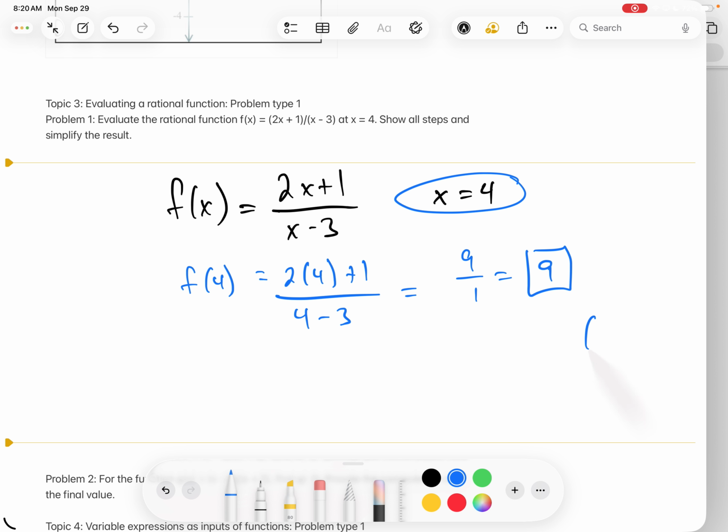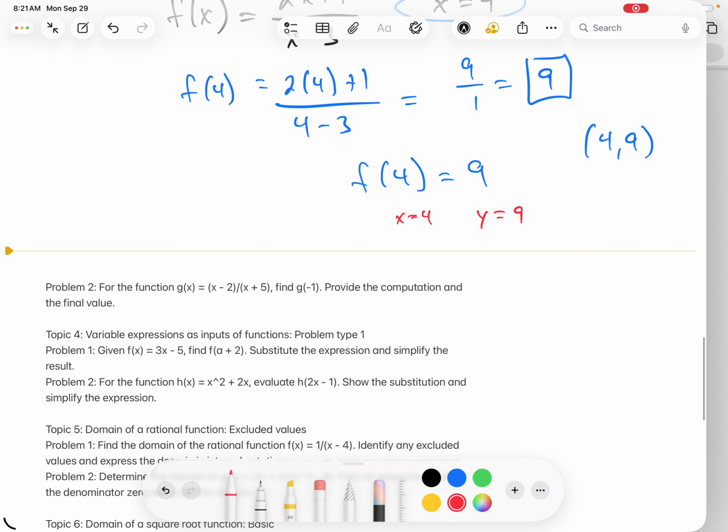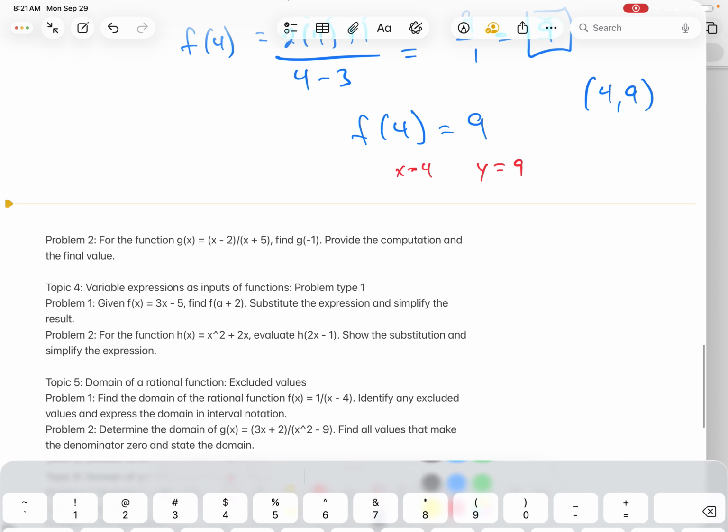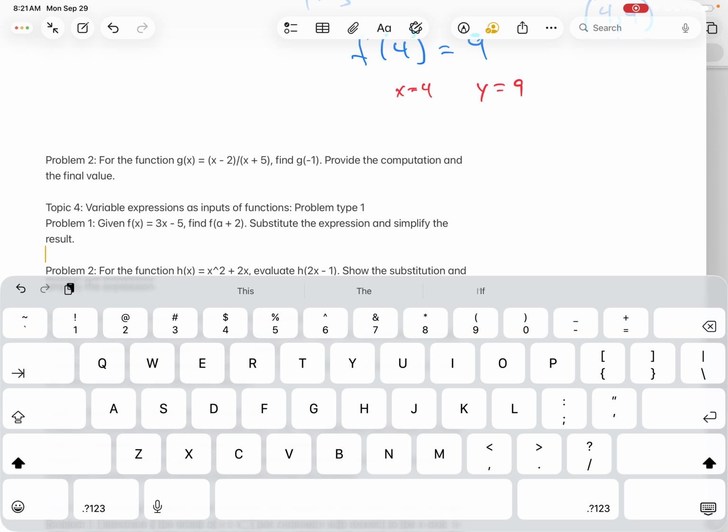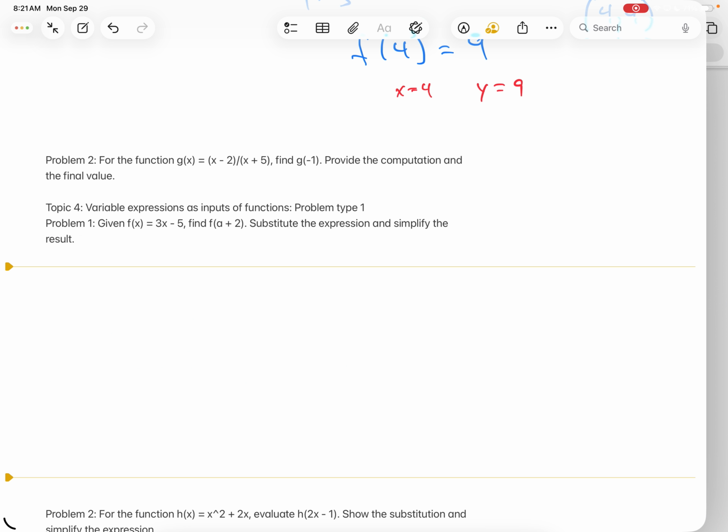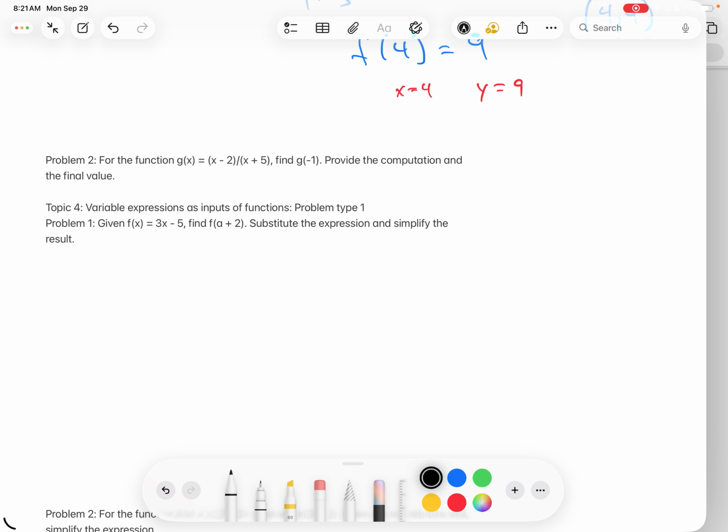So this says the point (4, 9) is on my graph. These all mean the same thing. This is my x: x equals 4, y equals 9. So function notation is just a different way to write stuff. I input a 4 and I get out a 9. So my x is 4, my y is 9. Whatever is inside the parentheses, you need to plug in for your x.